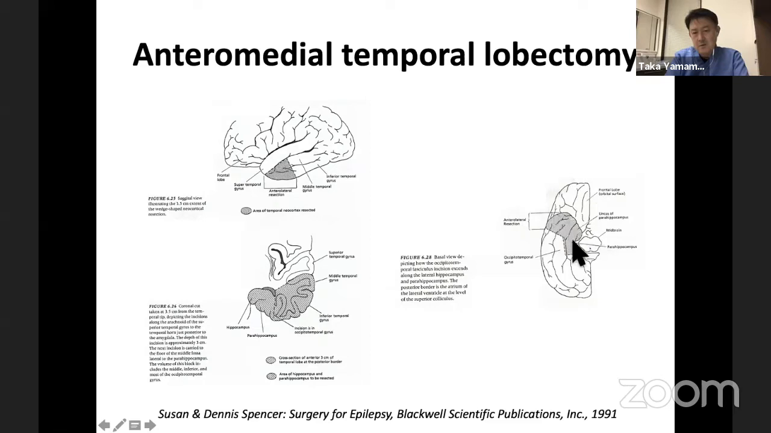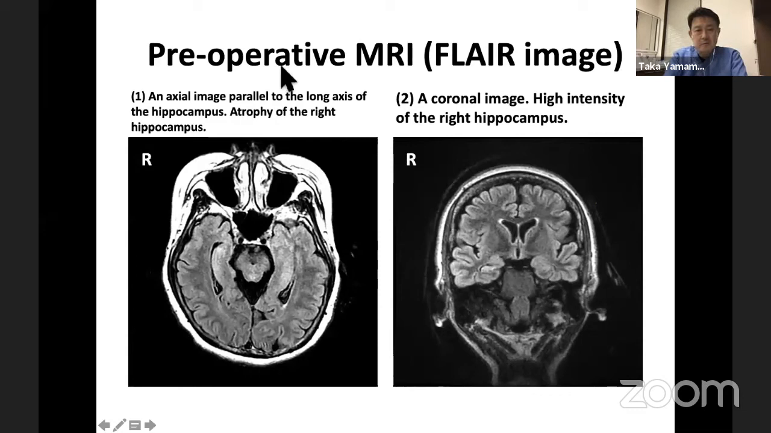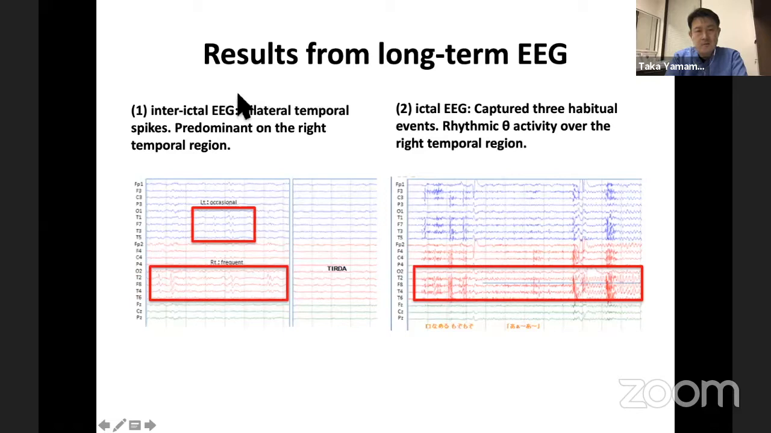And a typical preoperative MRI. This is a FLAIR image, and we can see right hippocampal atrophy and also high intensity of the right hippocampus. The patient underwent long-term video EEG monitoring, which demonstrated bilateral interictal EEG, but predominant on the right side. The spikes are independent, but there are more spikes from the right side. The ictal EEG captured three habitual seizures and shows rhythmic theta activity here, from T2, F8, T4, and T6. These are the right frontotemporal region.